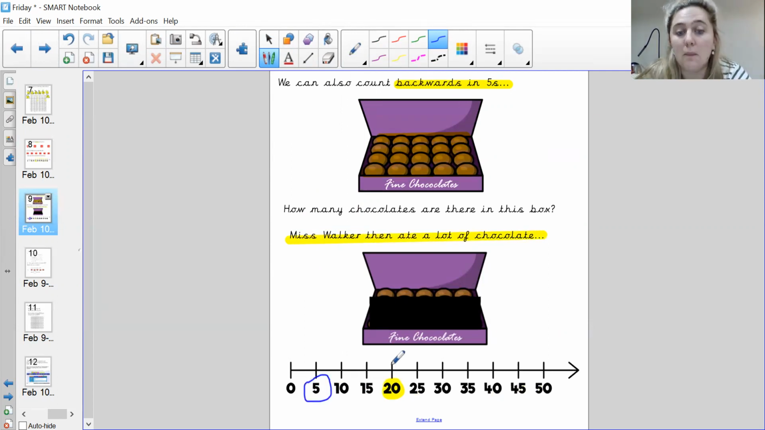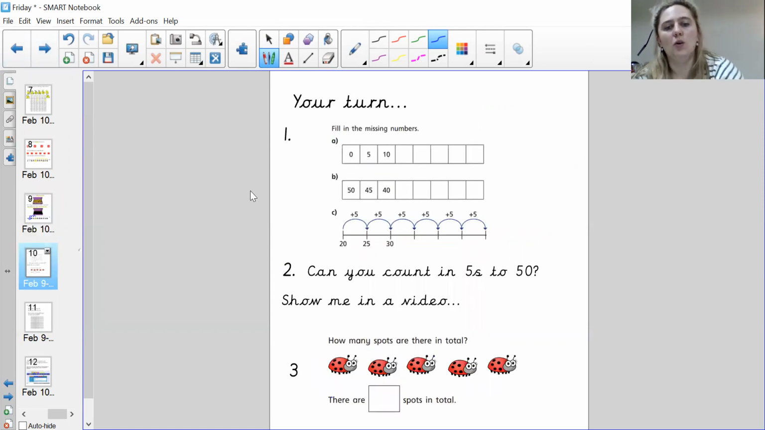Okay, so let's count backwards together. Are you ready? 20, 15, 10, and 5. Well done. Let's count one more time backwards. 20, 15, 10, 5. Fantastic. Okay, it is your turn. So pause me on this slide and answer these 3 questions and then come back for the next part.